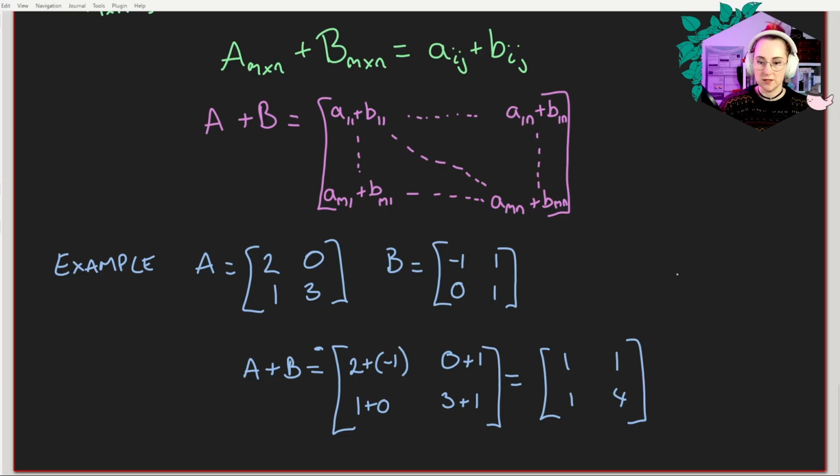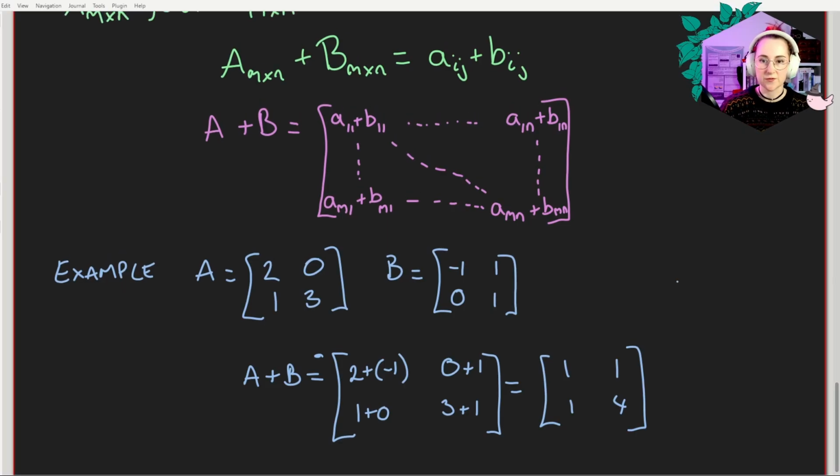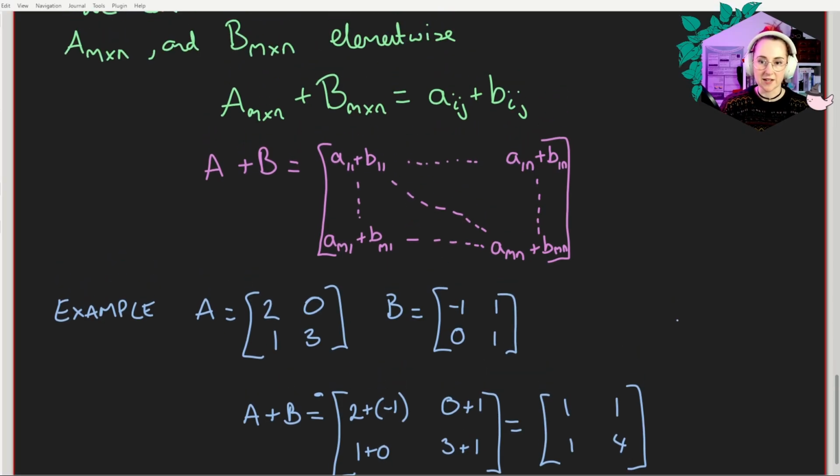So it makes sense from this definition that you need the same number of i's and j's. If these were different sizes, you wouldn't be able to add them, and you can't just skip them off the end. If B was actually the matrix like this, I can't just say, oh, well, this is also 0, 1 here, because you can't add nothing. You can add 0, but you can't add nothing. So they must be the same size if we're going to do matrix addition.